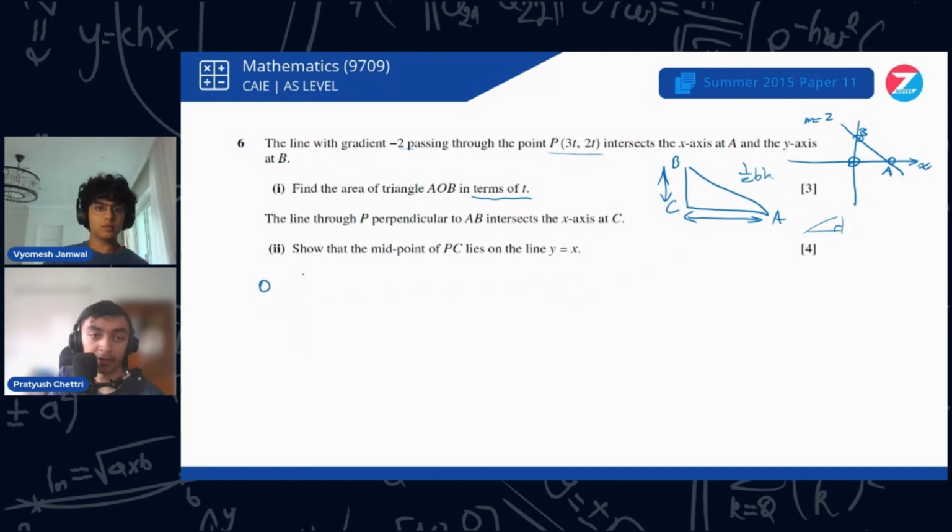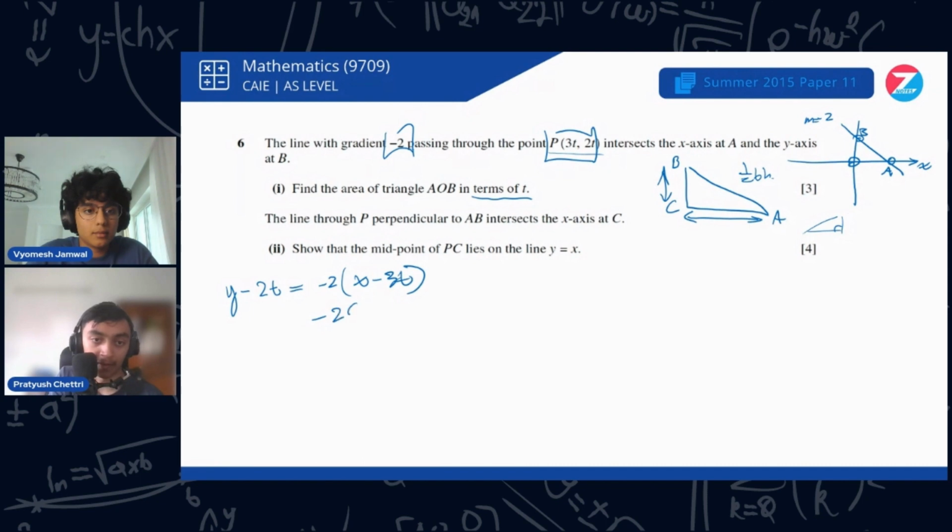So from the origin to point A, how much length is that? Oh no, unfortunately we have not been given that yet. So we need to find the equation of the line. What's the equation of the line given a point and a gradient? Well, y minus 2t equals minus 2 times x minus 3t. Get that: minus 2x plus 6t equals y minus 2t. So y is equal to minus 2x plus 8t.